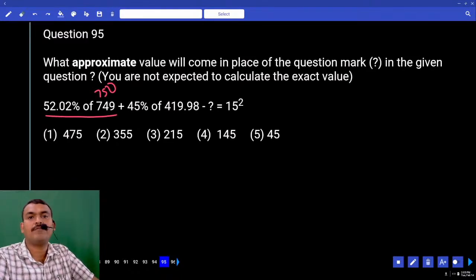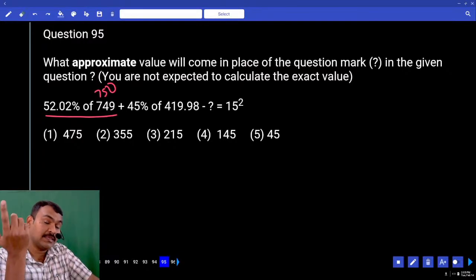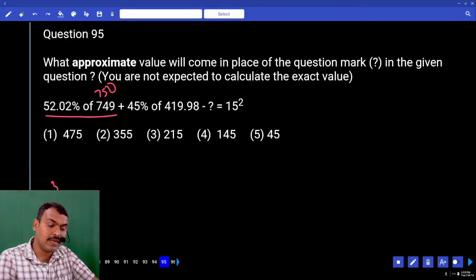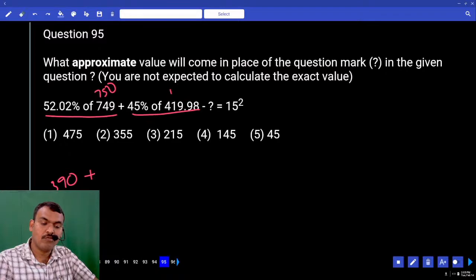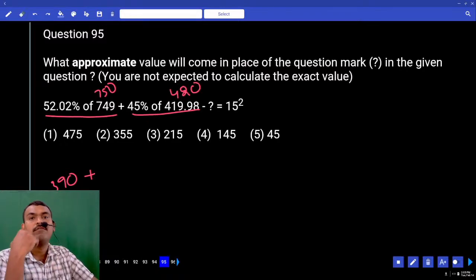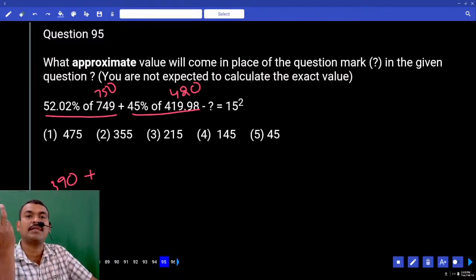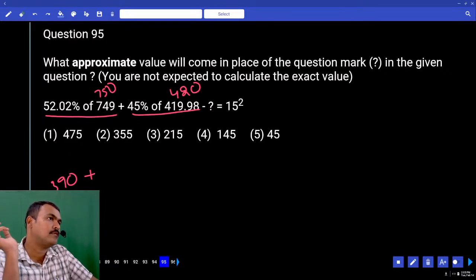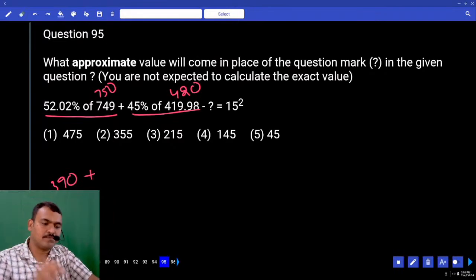750, or not? What is the 50%? 375. What is the 1%? 7.5. 2%? 15. 375 plus 15. 390, or not? Plus 45% of which one? 420, or not? 45% means 50% minus 5%. What is the 50%? 210. 5%? 21. 210 minus 21. 189, or not? Minus 15 square.